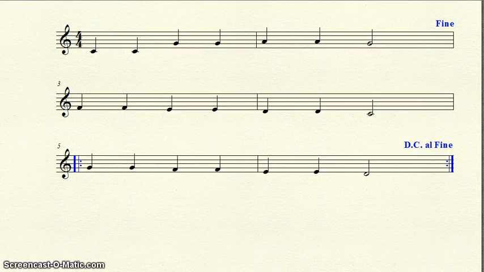Moving into the third line, we see a repeat sign at the end. This tells us to repeat back to the forward repeat sign at the beginning of the third line. Our second time through singing the third line, we see DC al fine, so we return to the beginning of the piece and sing until the word fine. Let's have a listen and follow along.